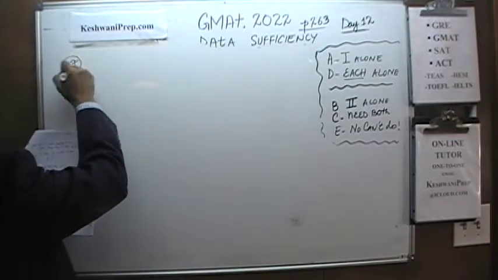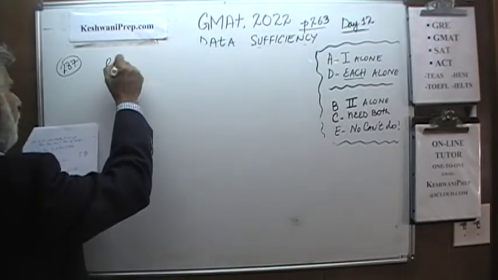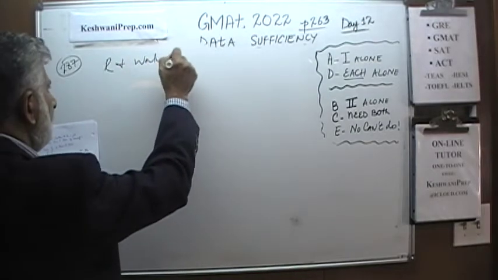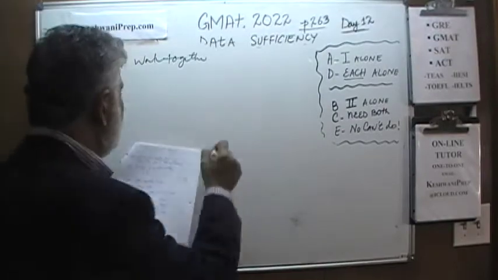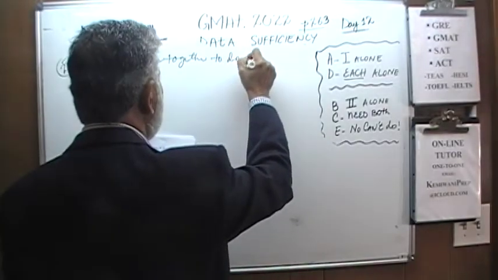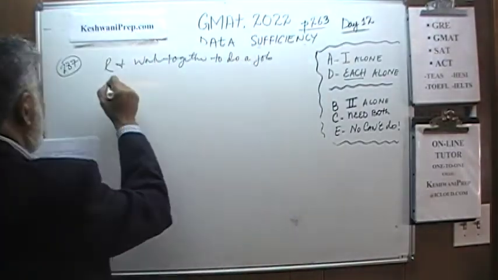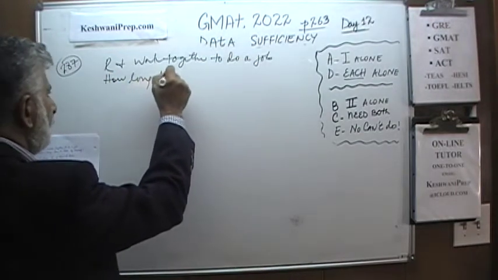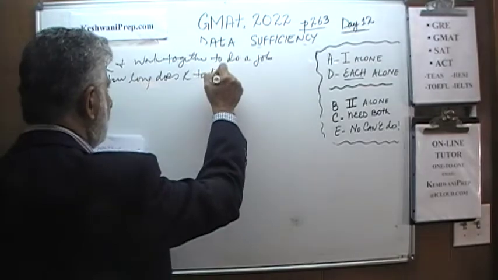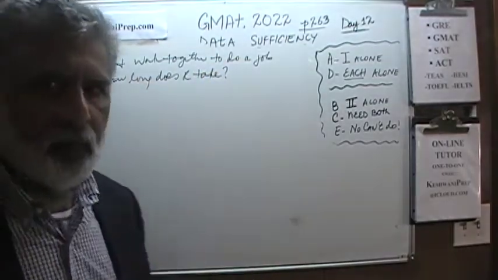Number 287, we are told that we have R and S, and they're working together. They work together to do a certain job. What we want to find out is how long does R take to do the job by himself. If you were to ask R to do the job by himself, how long will it take?